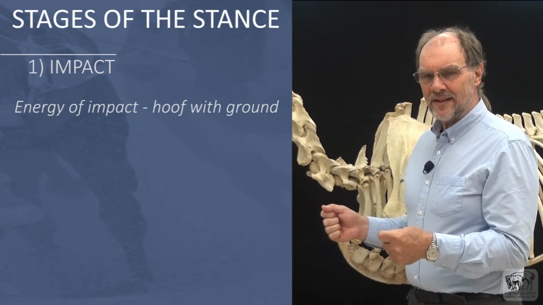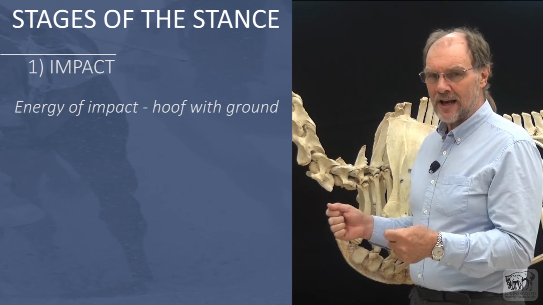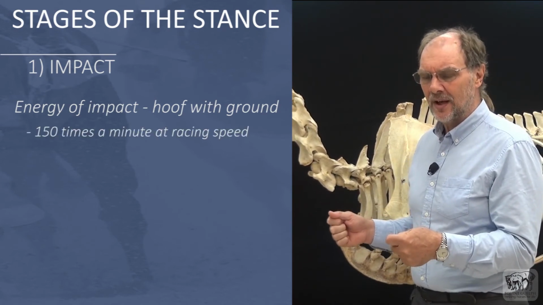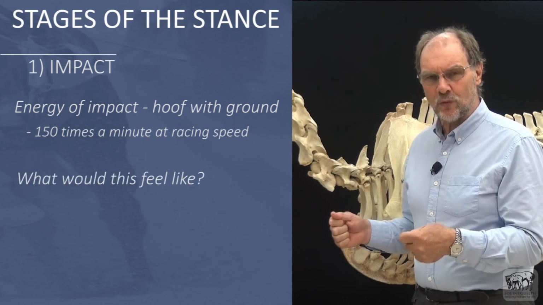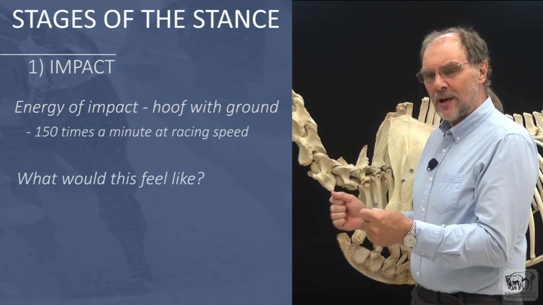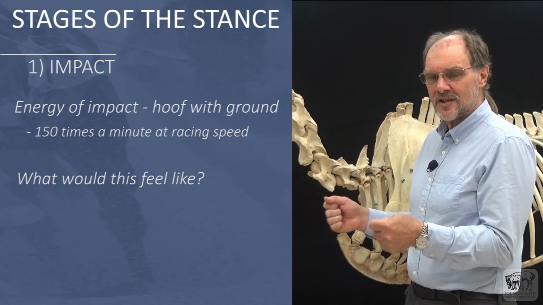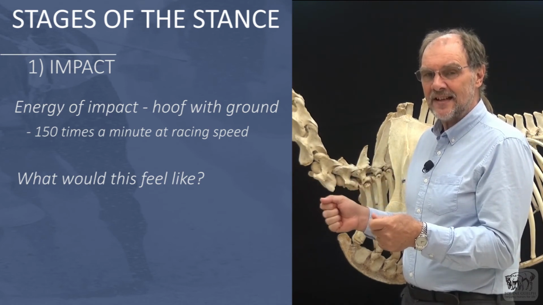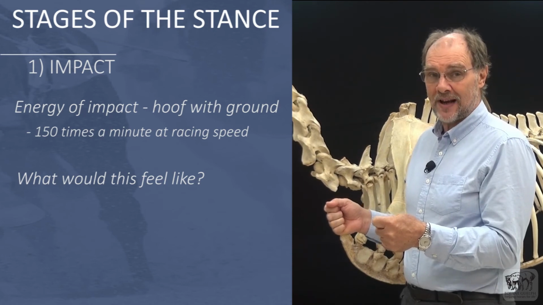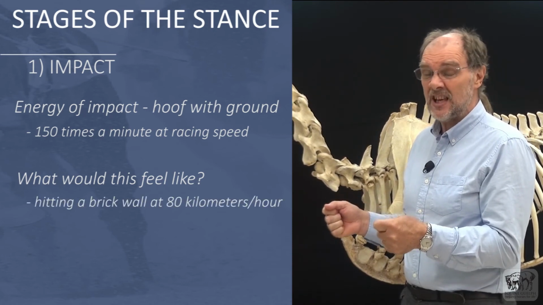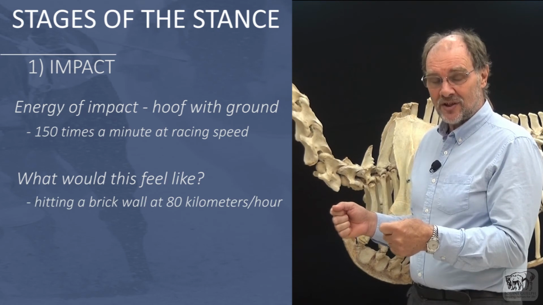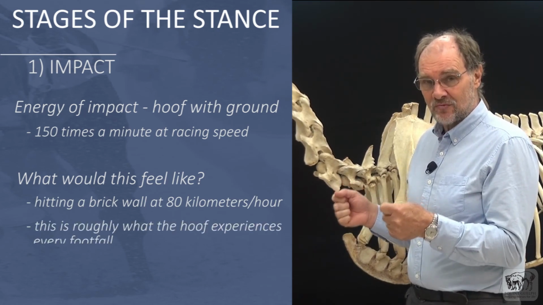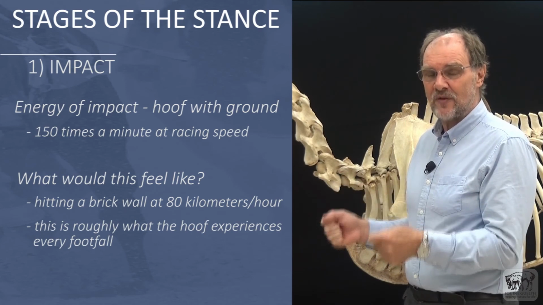I've talked about the energy of impact of the hoof with the ground, and at racing speeds, that's happening 150 times a minute. What would that actually feel like if we were experiencing that? So I'm now a crash test dummy, and I'm on the crash test sled, and I'm shooting towards a brick wall at 80 kilometers an hour and I've got no car around me. So when I hit that brick wall, it's just me hitting that wall. Imagine that scenario, hitting a brick wall at 80k an hour. That's roughly what the hoof is experiencing with every single footfall.